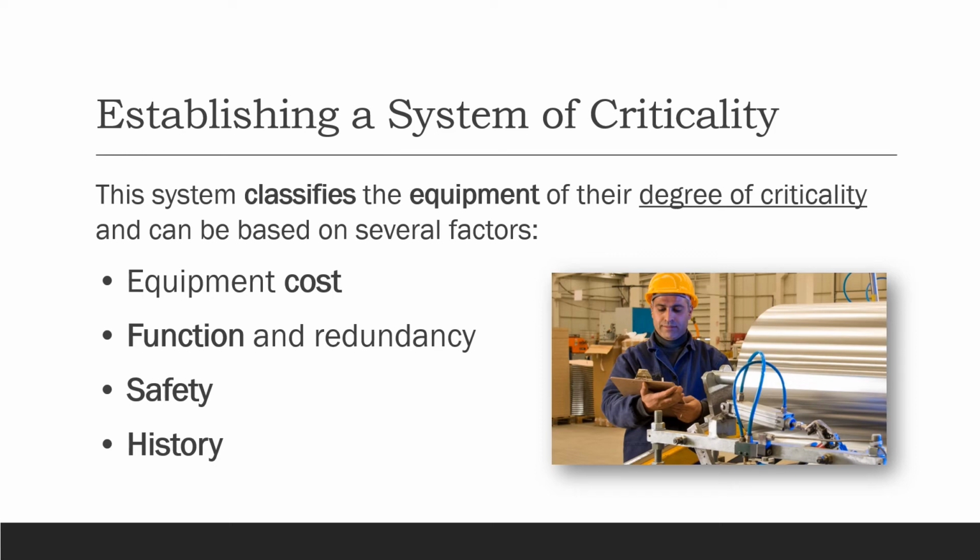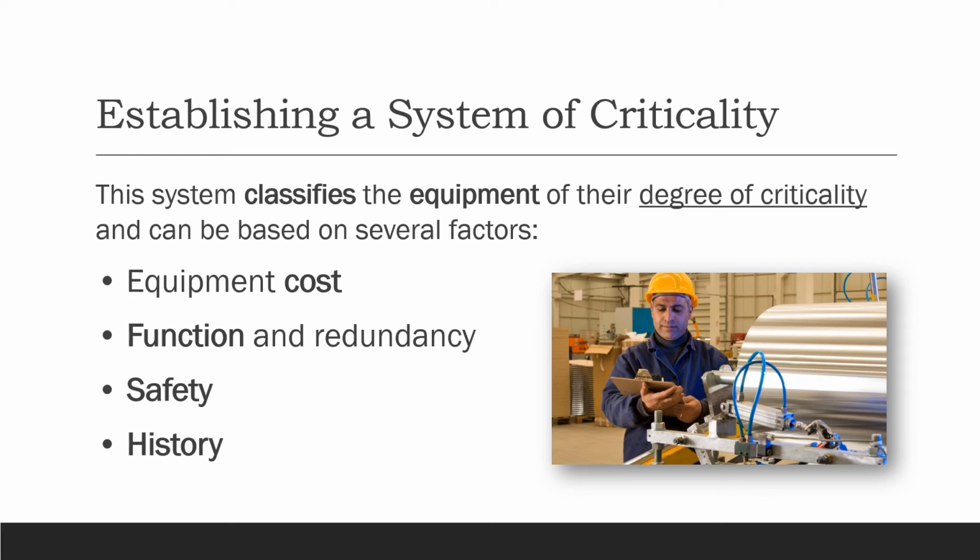So for the system, we usually classify the equipment depending on the degree of criticality. And that can be based on several factors. We determine it by looking at the equipment cost, equipment function, redundancy, equipment safety, and then the history. By using all of this data, we come up with the degree of criticality, and we call that system of criticality. It's just a classification.